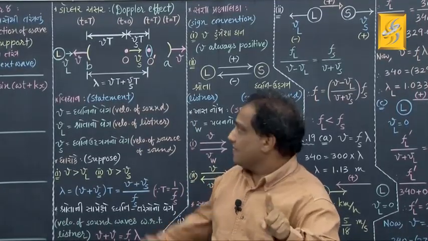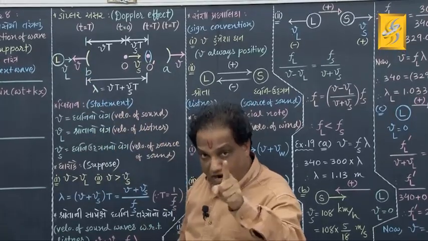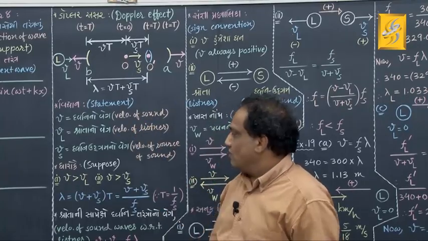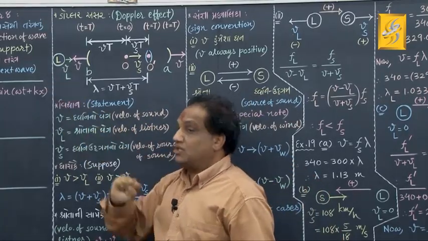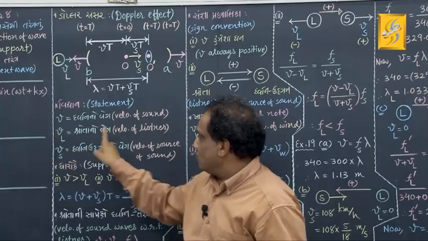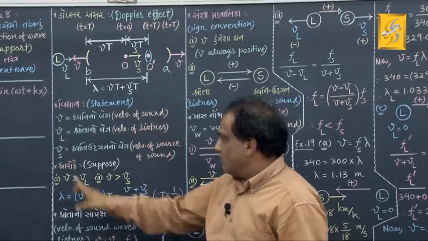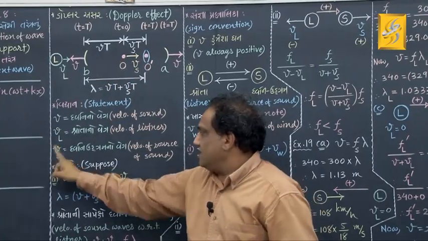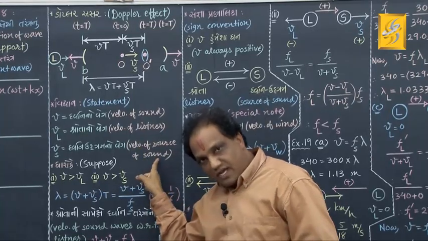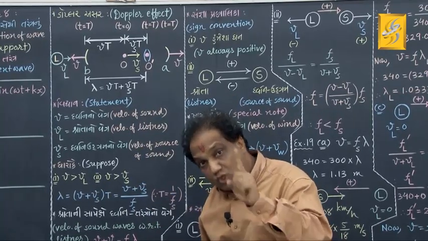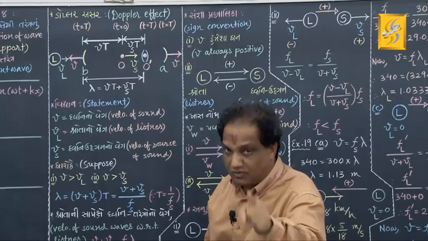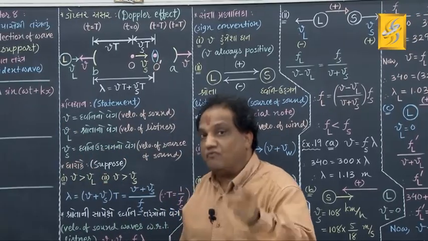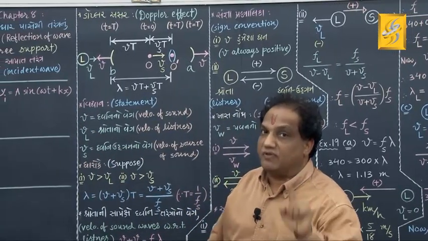I am just repeating. What is small v? Velocity of sound wave. Here it is. V is the velocity of sound wave, correct? What is VL? VL is the velocity of listener. What is Vs? Vs is the velocity of source of sound. Okay? It's not velocity of sound, it is velocity of source of sound. So as far as velocity of sound is concerned, it is only V. V is velocity of sound, VL is velocity of listener, and Vs means velocity of source.